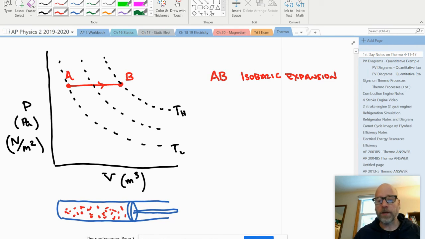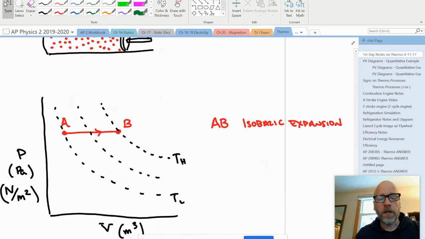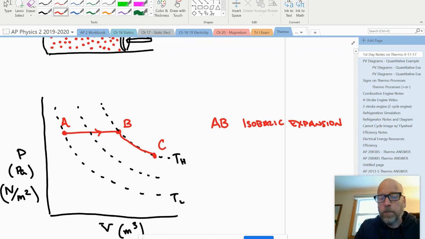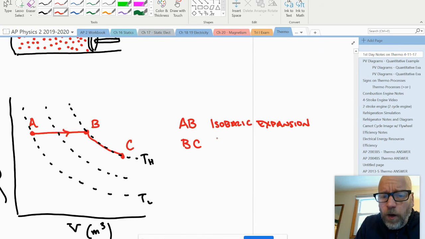Boom, AB. Okay, next process is going to be isothermal expansion, B to C. Now, Josh, I know at this point you're going to start asking, like, how do we apply this? We're not there yet. I know you're thinking, though. That's good. It's good thinking, but not quite yet. All right, so isothermal expansion.